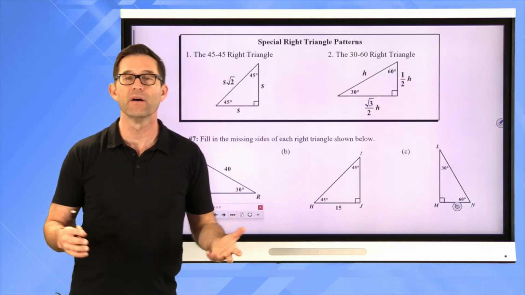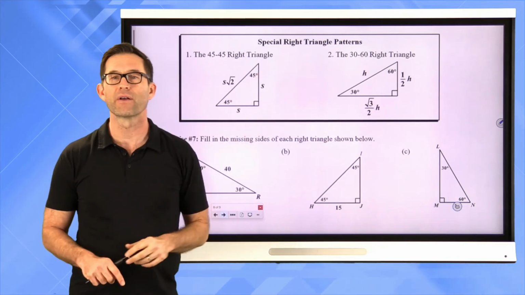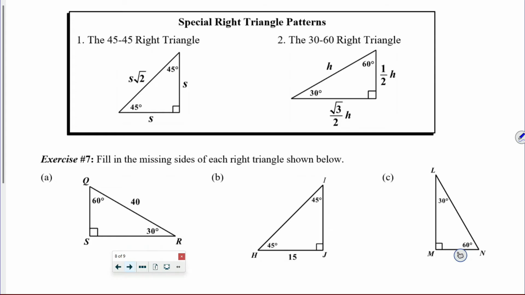So let's talk about the patterns. Special right triangle patterns. The 45-45 right triangle, what we've got is 2 sides that are the same length, and the hypotenuse is that side length times root 2.